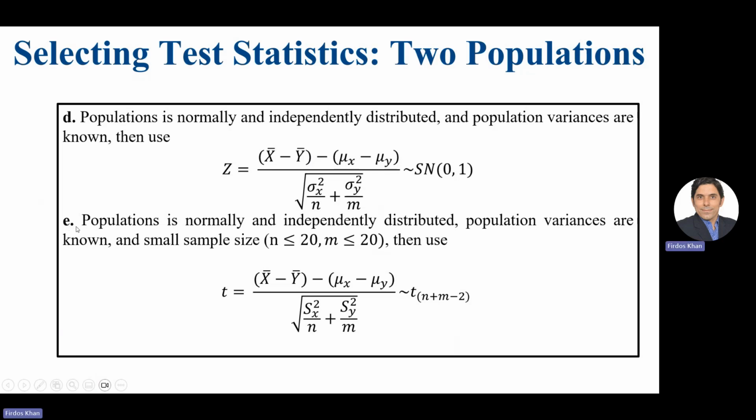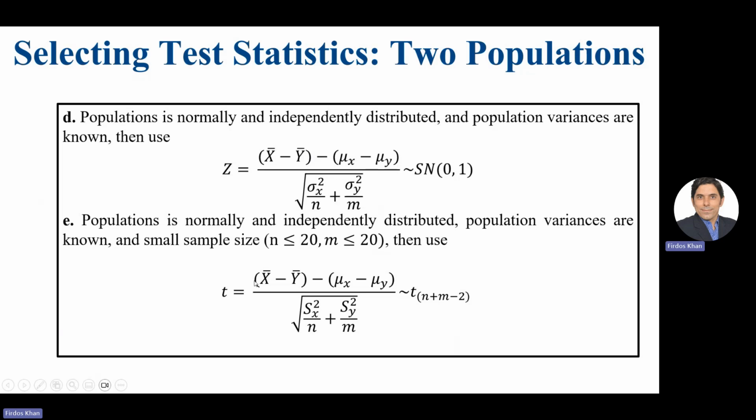Now in this case, the population is normally and independently distributed. This is the same as before, but population variances are unknown and the sample size is small. Of course, you need to mention that both sample sizes should be less than 30. It is mentioned as 20 in one book, and that's okay, but I strongly prefer 30. According to the central limit theorem, we consider the sample size small when it is less than 30. So n should be less than 30 and m should be less than 30.